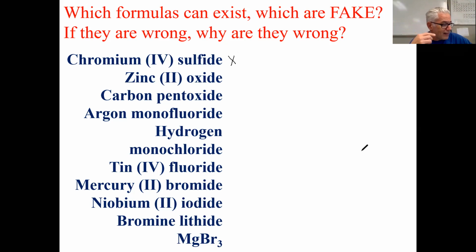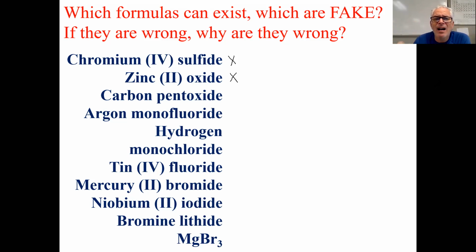Zinc, Roman numeral 2 oxide. Let's take a peek at that. Zinc's number 30. See it? Number 30. Does zinc make a positive 2 ion? Yes, it does. But does it make other ions? No. So for zinc, it does make a positive 2 ion, but we never use a Roman numeral for zinc because it only makes zinc oxide, ZnO, in a 1-to-1 ratio. We don't use a Roman numeral because it only makes one kind of ion, which happens to be positive 2.